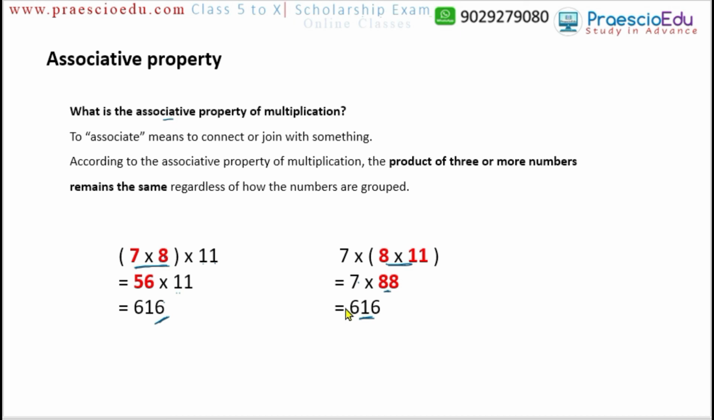It means the product will not change if we multiply in any grouping, or any connections in multiplication, so the product will remain the same. That is the main associative property.